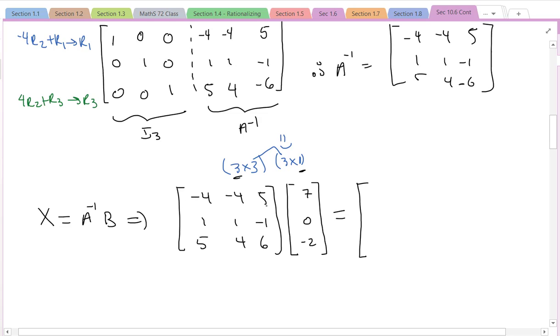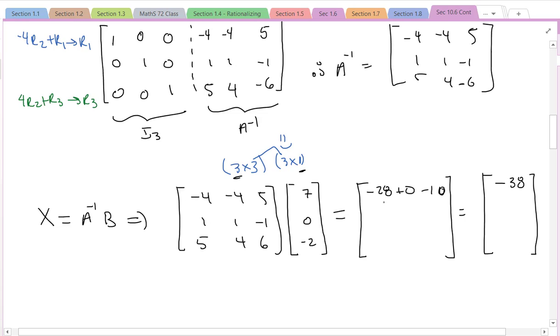So we go the whole row by the whole column. So negative 4 times 7, that's negative 28. Negative 4 times 0 is 0. 5 times negative 2 is negative 10. So this is going to be negative 38 for the first entry.